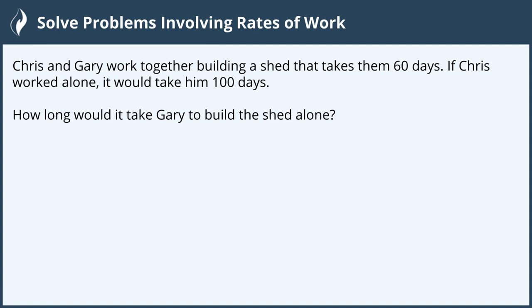The first thing we need to set up is that we have different rates. We have a rate at which Chris works, and if we add that to the rate that Gary works, we get the rate at which they work together, or the total rate. And we were told that they did work together and built the shed, and it took them 60 days. This means they completed one job in 60 days.